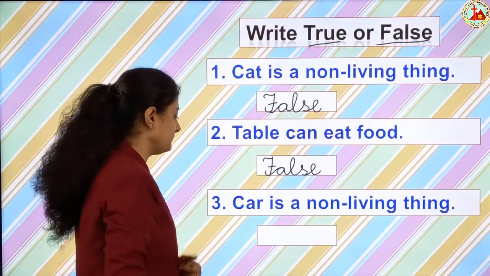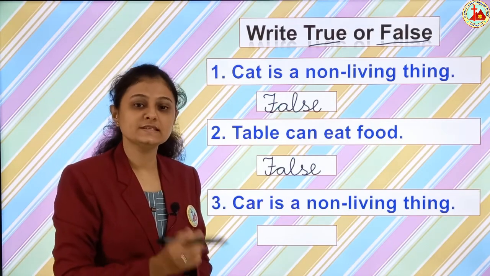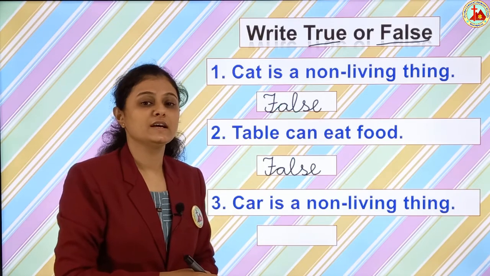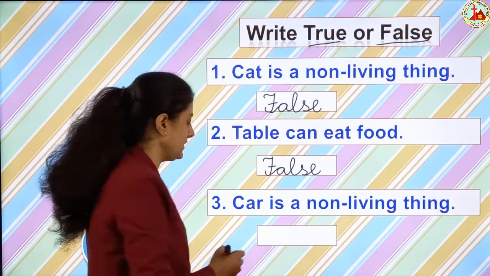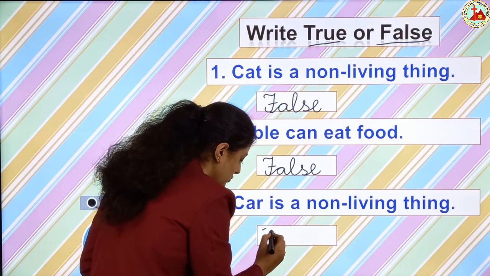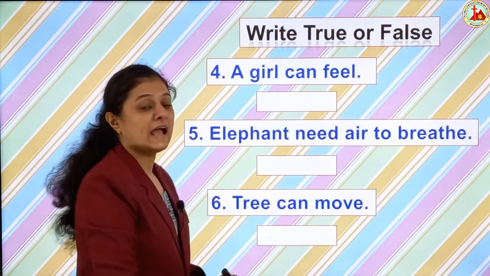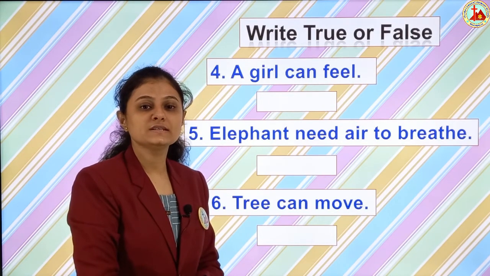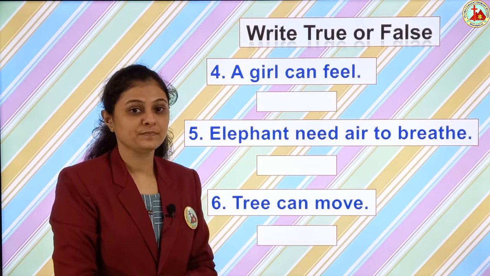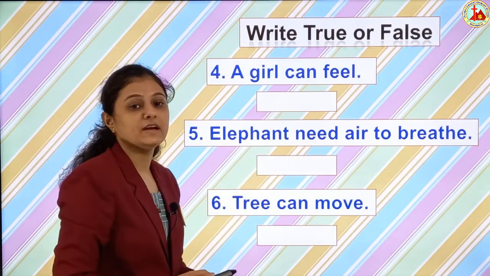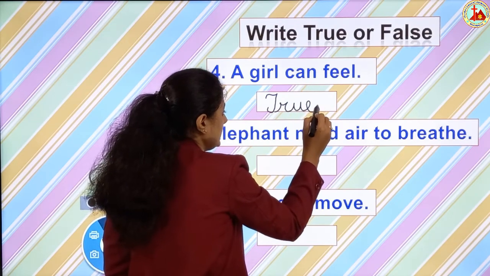Number 3. Car is a non-living thing. Can a car move on its own? No, we need to drive. Then only the car will move from one place to another. Does your car drink water? No. Does it have food? No. So car is a non-living thing. This statement is correct, so we will write true, T-R-U-E. True. Number 4. A girl can feel. Do you feel the objects? Girl is a living thing, so it can feel. And we feel with our skin. Very good. So this is the correct statement. We will write true, T-R-U-E. True.